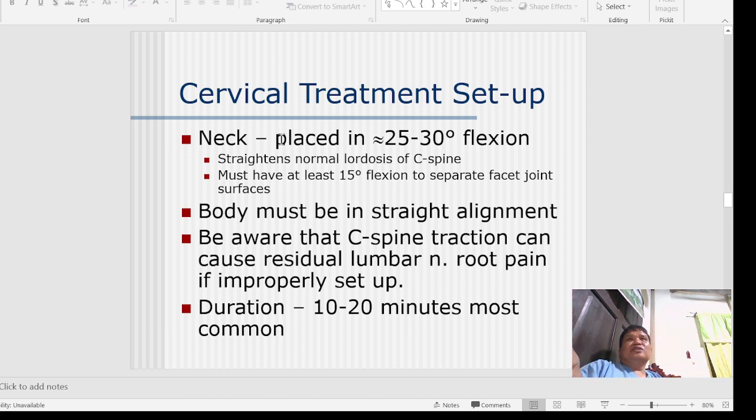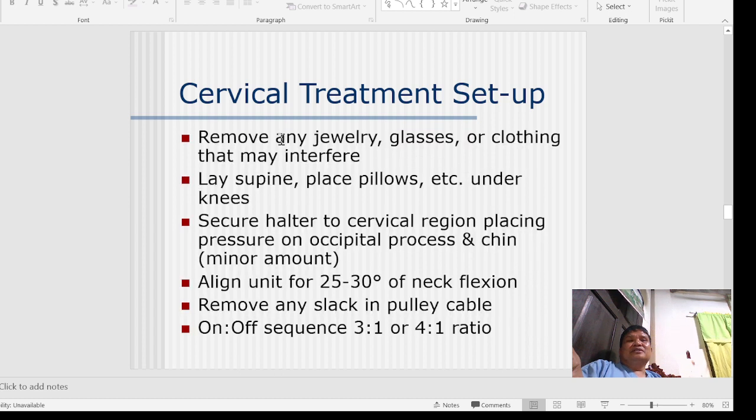So if it is an on and off time, there is a ratio. The ratio could be 3 is to 1, 3 ang on time, 1 ang off time, or 4 is to 1. So remove any jewelry, glasses, or clothing that may interfere. So necklace, earrings, hair. So katong para pungos sa buhok, no?